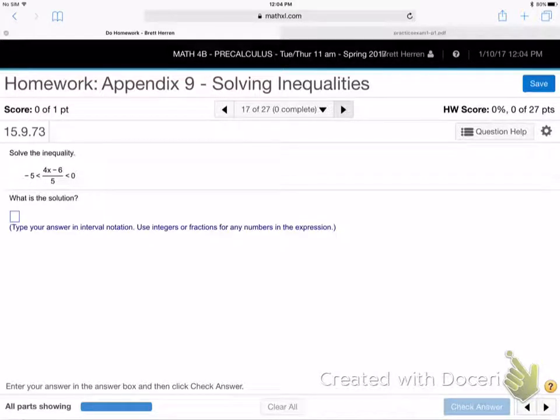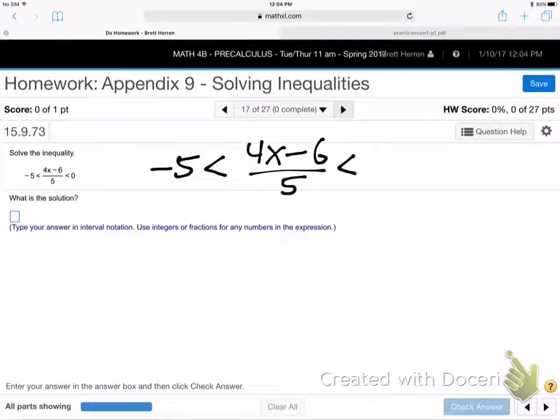All right, so number 17. Negative 5 is less than 4x minus 6 over 5 less than 0.